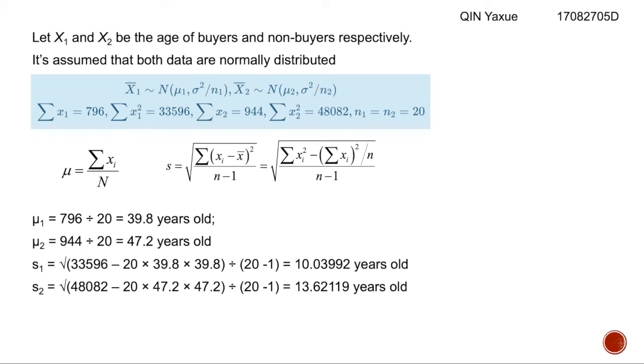First, we let x1 and x2 be the age of buyers and non-buyers respectively, and we assume that both data are normally distributed. According to the sample table shown above, we can calculate the sample mean and sample standard deviation according to these two formulas. We get mu1 is equal to 39.8 years old and mu2 is 47.2 years old. As for sample standard deviation, S1 is 10.04 years old and S2 is 13.62 years old.